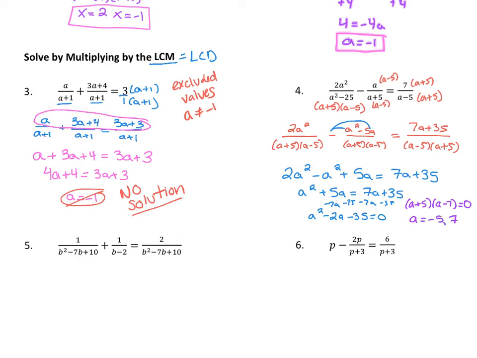But don't forget to think about the excluded values. So I'm going to go back up to the top, and I'm going to put them right next to this 4 here. So a cannot equal 5 or negative 5, because those are the two values that would make any of my denominators 0. So the only true solution is going to be that a is equal to 7.